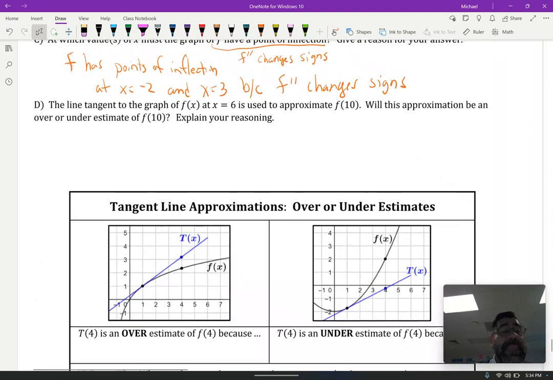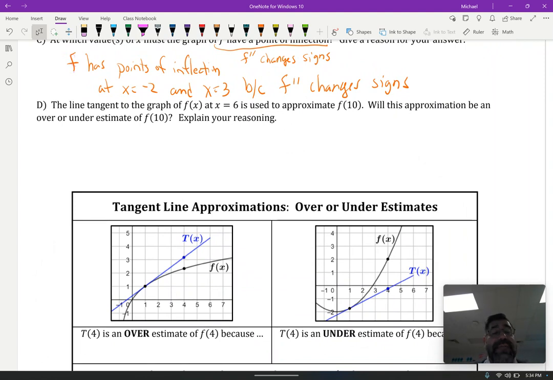Number 4. The line tangent to the graph of f of x at x equals 6 is used to approximate f of 10. Will this approximation be an overestimate or an underestimate of f of 10? So remember, we talked about how we can do linear approximations if I have a graph, and we'll just do a graph there. And if I have this is 6, and then this is 10.